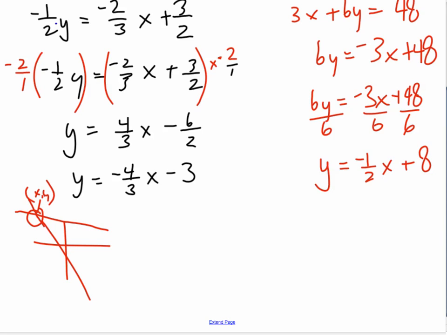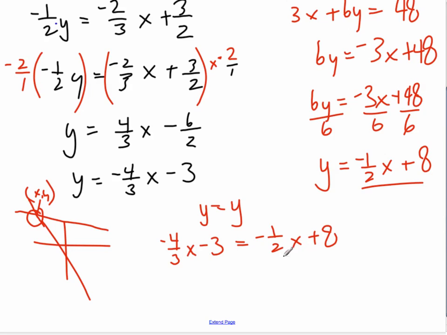And so if it's a specific x and y value, this y value and this y value would have to be the same at that point where the two lines crossed. So what you can do is say, since y is equal to y, negative 4/3 x minus 3 must equal this part, negative 1/2 x plus 8. Okay, and then solve that. So I just have x's, I can solve.